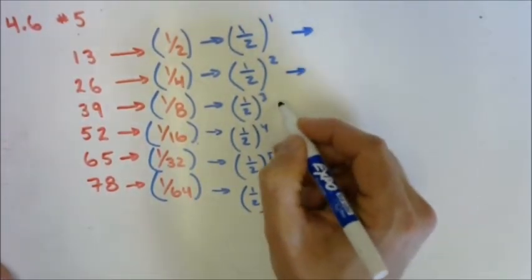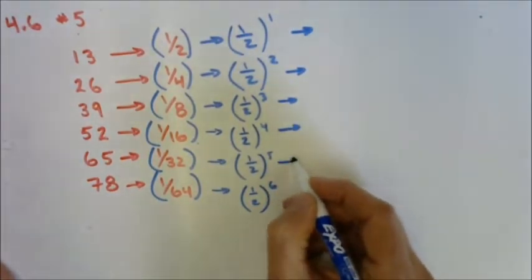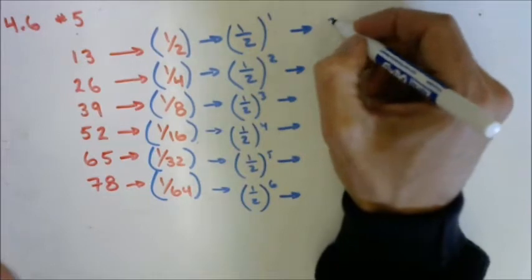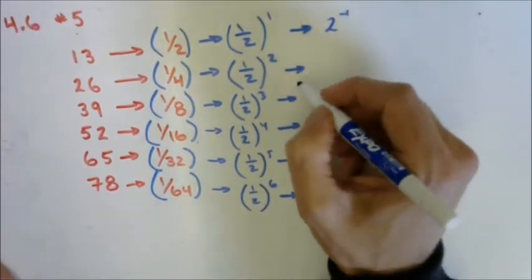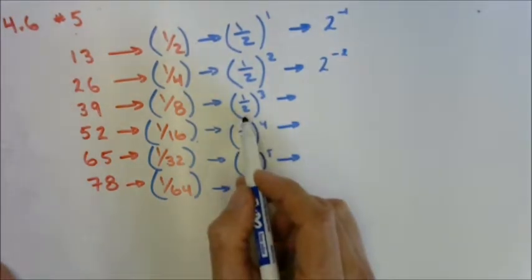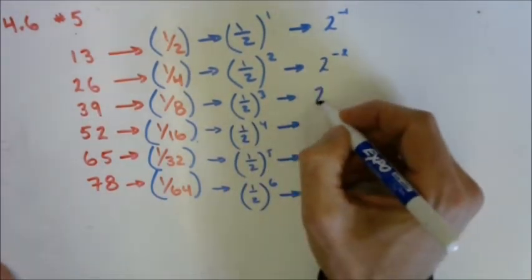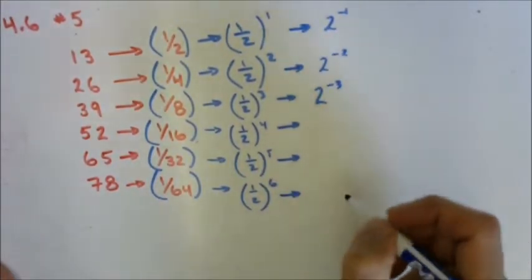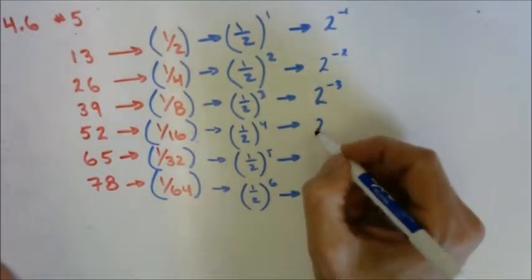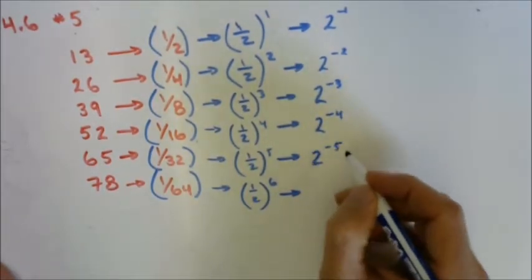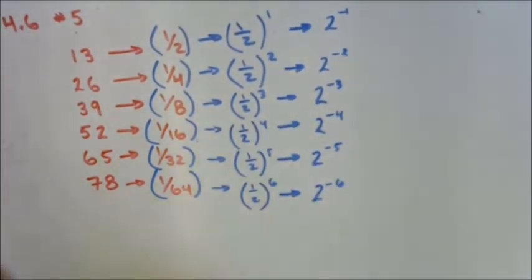Now to express them with a base of 2 and a negative exponent, we take the reciprocal and change the exponent. So this is 2 to the power of negative 1. This is 2 to the power of negative 2. Right? We're just taking the reciprocal. The reciprocal of 1/2 is 2. And the opposite of the exponent 3 is the exponent negative 3. Reciprocal of 1/2 is 2. Opposite of 4 is negative 4. 2 to the power of negative 5. 2 to the power of negative 6. Okay?